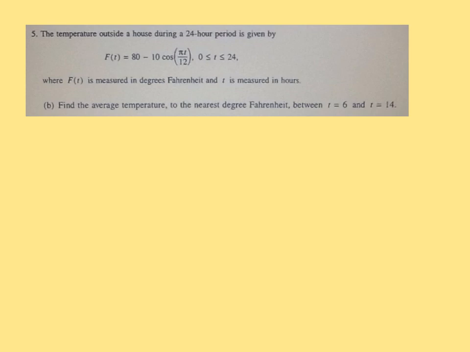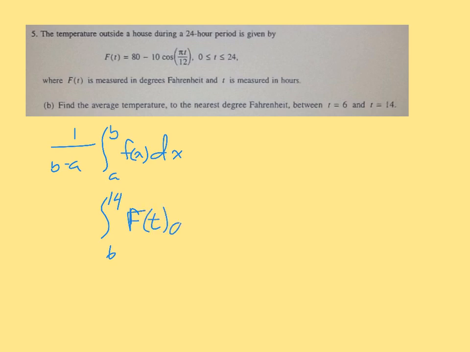All right, so average. Let's just recall, first of all, my average value of a function, 1 over b minus a, the integral from a to b of our function. So there was our average value of a function. So that is in fact what we're going to do here. So this becomes the integral from 6 to 14 of our function, f of t dt, and this is 1 over 14 minus 6.